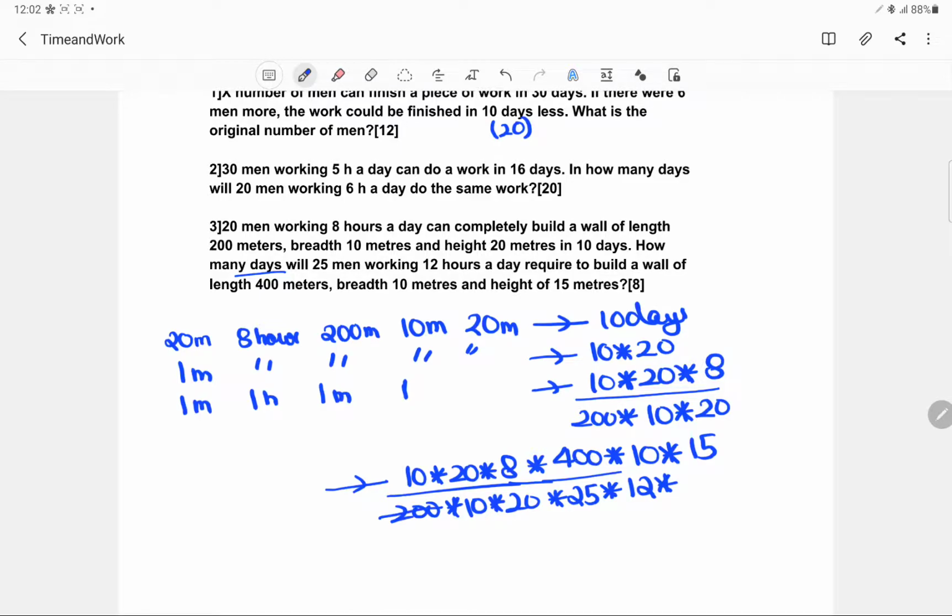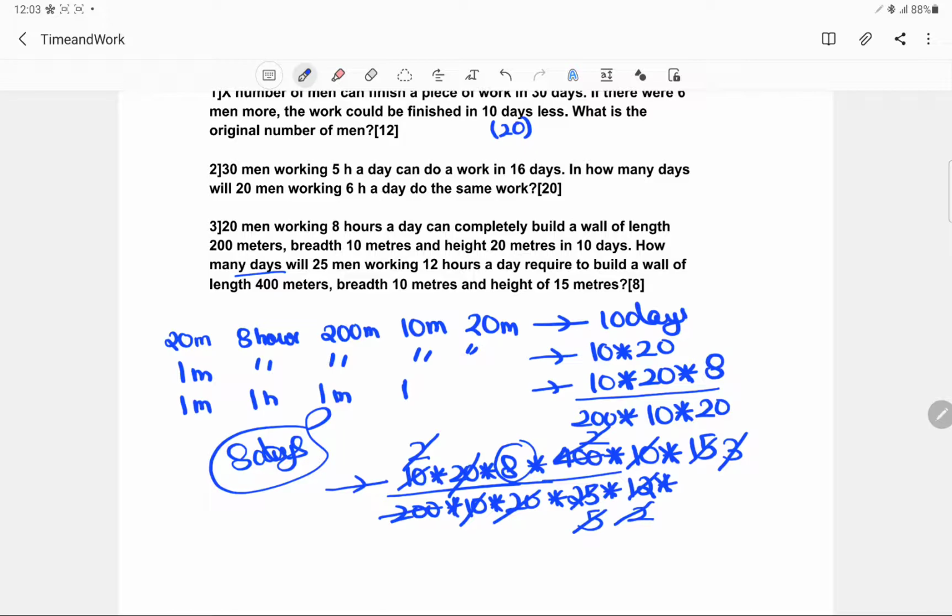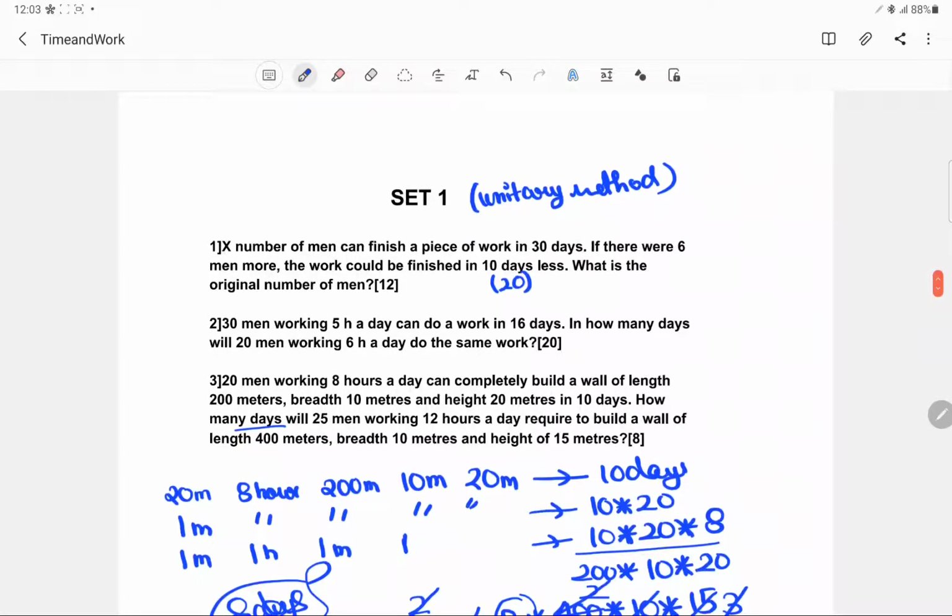So this would be 1, this would be 2, this gets cancelled by this, and this gets cancelled by this. Then you have this is 5, this is 3, this is 2. 2 into 3 is 6, so this is 2, and this gets cancelled by this, and this is like 8, so you will have 8 days. So these were the questions based upon the pure unitary set.